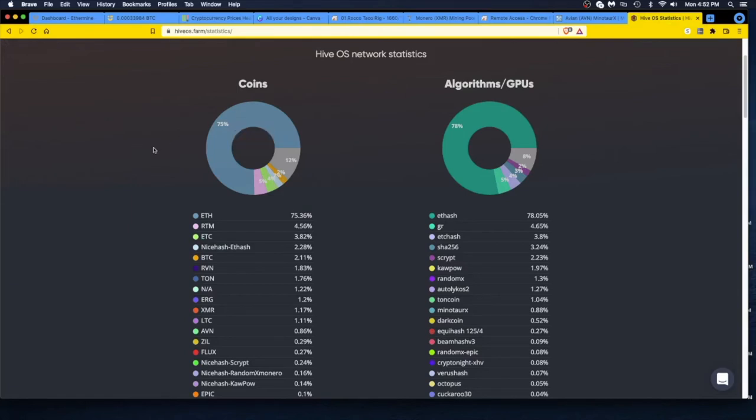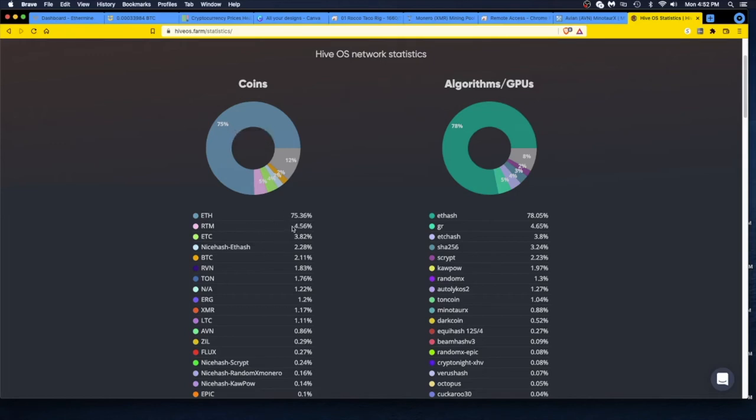hiveos.farm/statistics. This shows you their network statistics for the coins they're mining, the top coins, and the algorithms and for the GPUs. So if you look on the coins over here, you can see the spread. Ethereum, of course, is the big boy. Ethereum is king right now for miners. And look at that. What is number two? Minable coin? Raptorium. It's a big difference going from 75.36% Ethereum to only 4%.